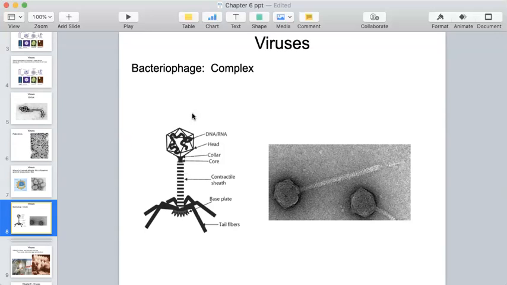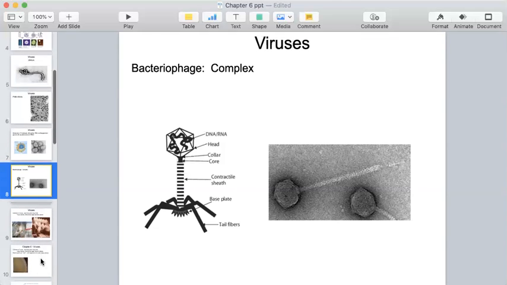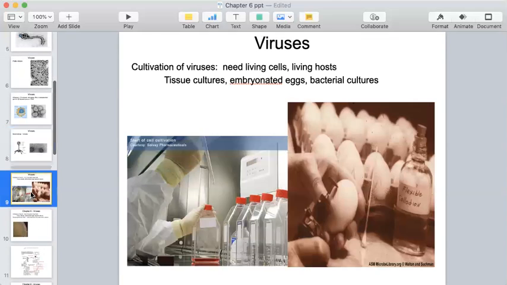Okay, they have a very distinct morphology. They've got this head region, this sheath kind of neck region, and then there's this tail region. This is what a phage looks like under the microscope. This is an electron micrograph of a bacteriophage. We'll talk about bacteriophage in a little bit more detail in just a second.